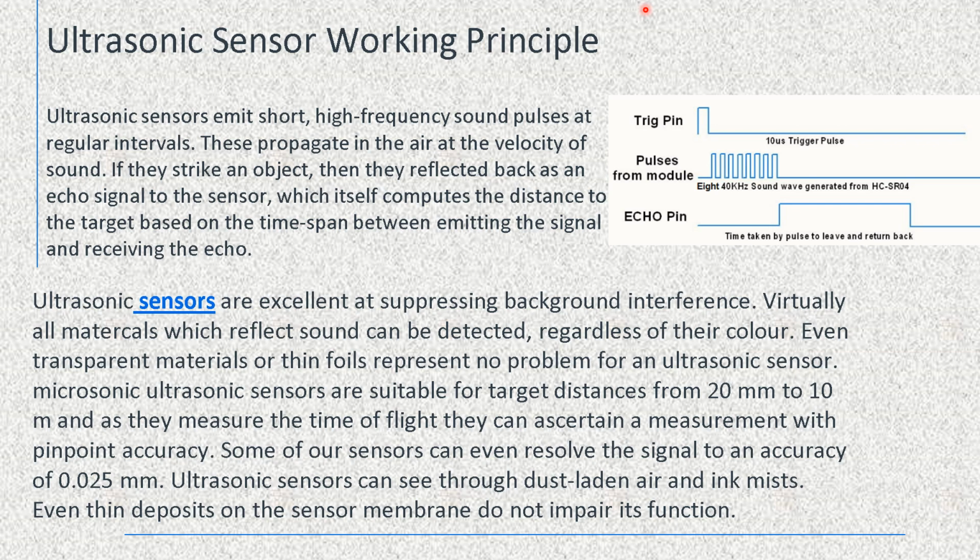As you can see in this image, the sensor sends a short burst of sound, which is a 10 millisecond trigger pulse, and we have a 40 kilohertz sound wave. This specifies the frequency of sound. By measuring the time for the sound to travel out and back, that is the time between the sound pulse sent by the sensor and the echo, the sensor calculates the distance of the object. This works even for objects of different materials, as mentioned earlier.